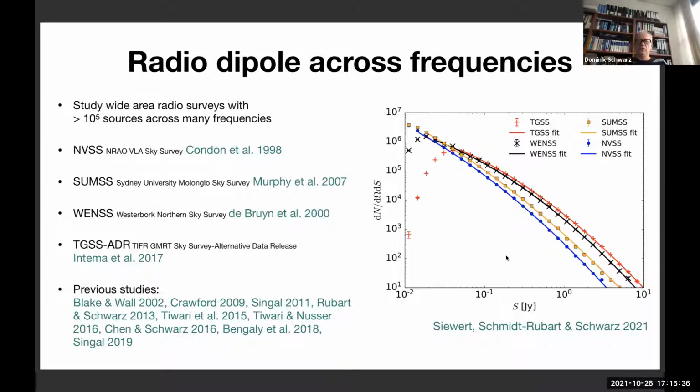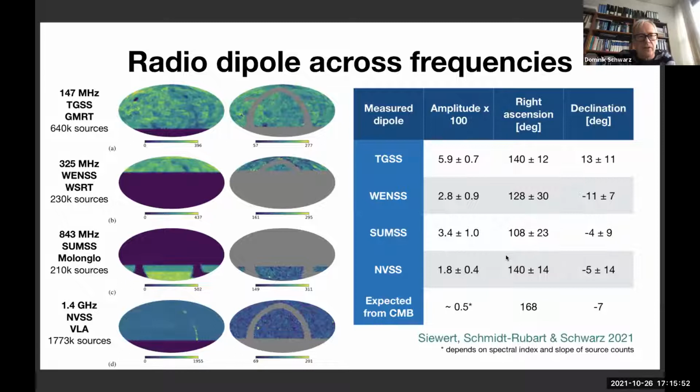So you would put flux thresholds on the surveys to get homogeneous conditions across the sky. Here you see the maps. What is different about these surveys is that they span quite different frequencies in radio. The NVSS is the highest frequency at 1.4 gigahertz. SUMSS is at 843 megahertz, WENSS is at 325 megahertz, and the TGSS is at 147 megahertz. This is just the central frequency. Of course, they all have a frequency band.